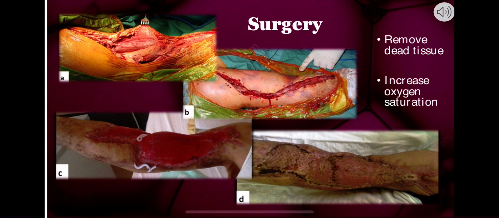Next, surgery is necessary in almost all cases. It is performed to remove the dead tissue and to increase oxygen saturation in the wound.